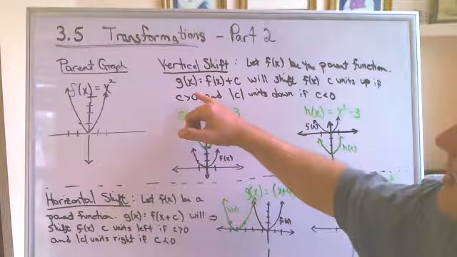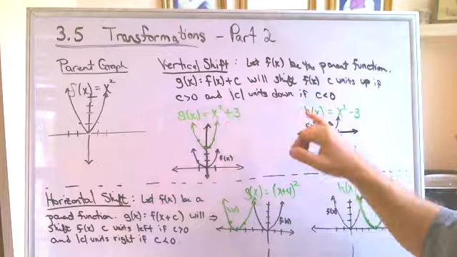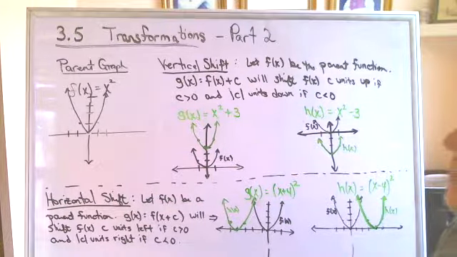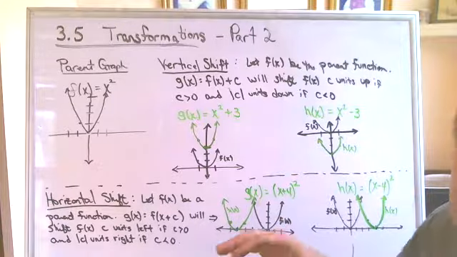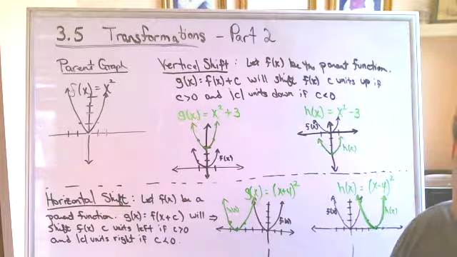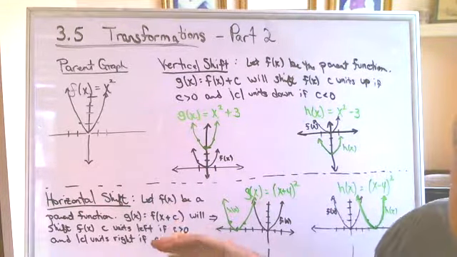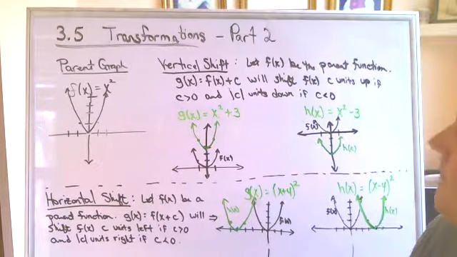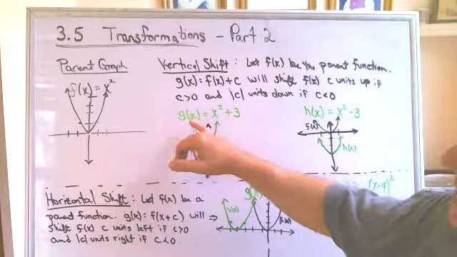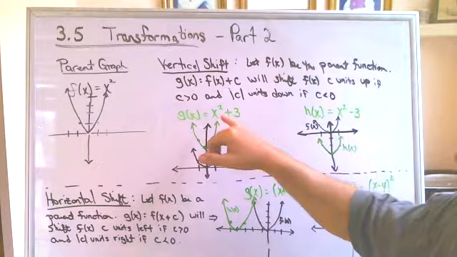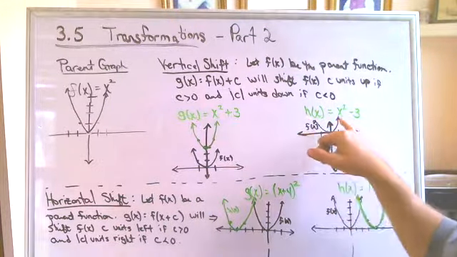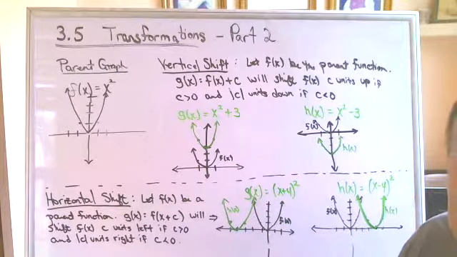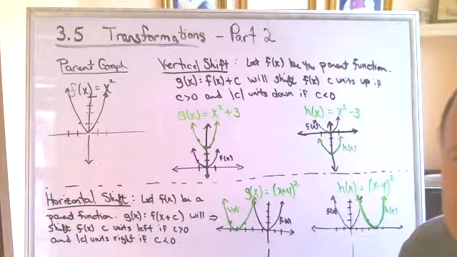G of x equals f of x plus c will shift f of x c units up if c is greater than 0, and c units down if it's less than 0. So I did not put an absolute value, to make you understand that it has to be positive because you're talking about distance. So I gave you a couple of examples, g of x and h of x. G of x is x squared plus 3 and h of x equals x squared minus 3. The difference between g of x and h of x is just that one is adding 3 and one of them is subtracting 3.